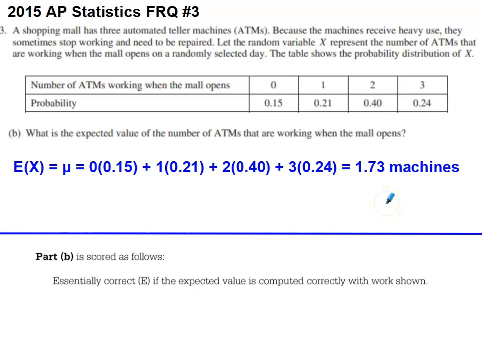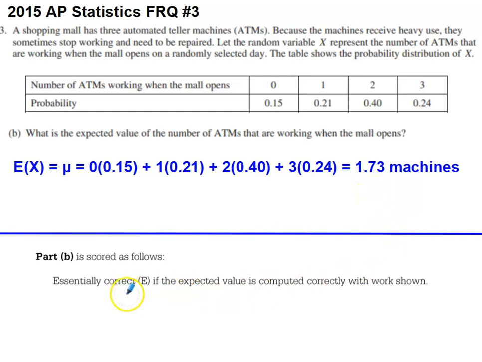Now that is a long run calculation. They don't ask you to do this here. So if you go back and glance, every once in a while they're going to ask you to not only compute something, but interpret it. It's just a computation in this particular version of the problem. If they did ask you to interpret the meaning of this within context, you'd want to say something along the lines of, over the course of many days when the mall opens, we would expect that on average, we would have 1.73 machines operational at that time.